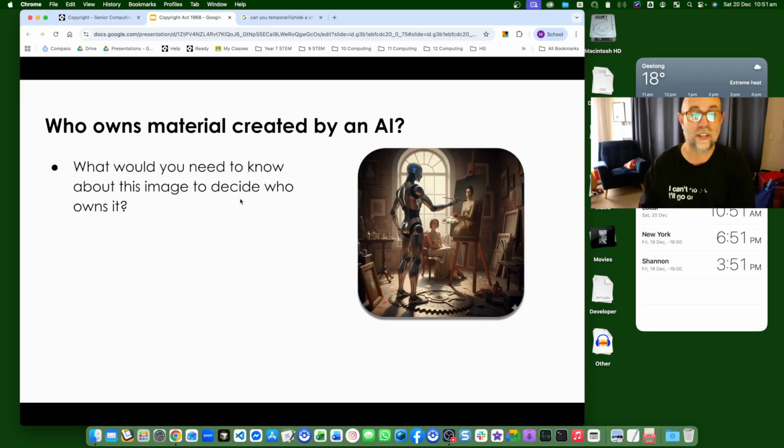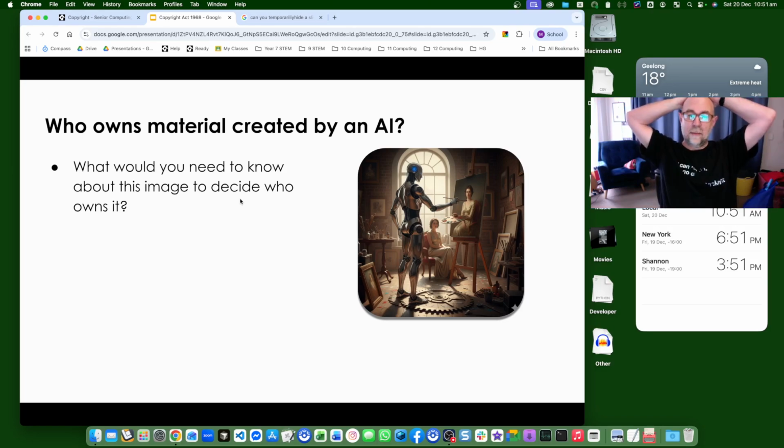So I've said here, what would you need to know about this image to decide who owns it? Well, I think you'd probably need to know how much effort I put into creating it. How many decisions did I make? Did it give me 3 images and I said, okay, I'd like a mixture of image 2 and 3? Do I go in and say, I'd like it to be a young lady in a kind of 19th century setting? I don't know why they're standing on a cog there. How much was I actually driving, or how much of this process was self-driven? I think that would be the question.